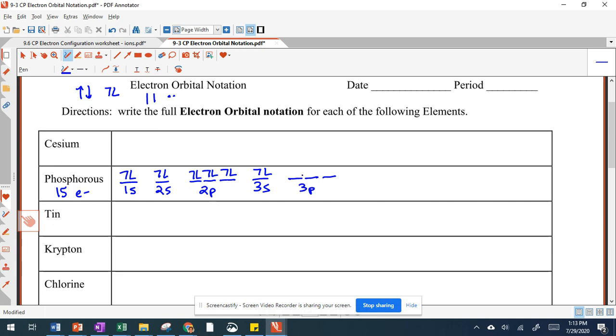According to Hund's rule, I'm going to put 1 electron in each orbital. I don't have any more, so I cannot pair them up, and that is 15 electrons. It would have been incorrect for me to write them like this. So that's not the way to do it. This is the way to do it. Okay, so let's do another one.